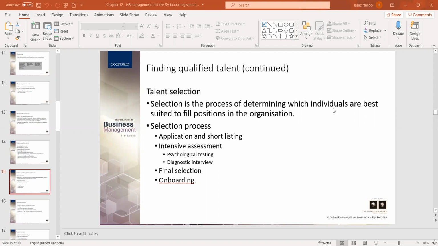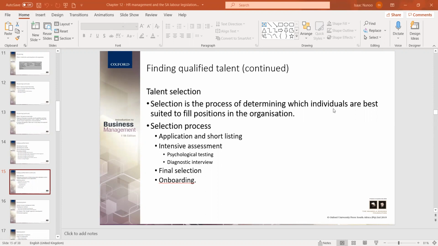When you talk of the intensive assessment, that is where you undergo the interview. The interview can be through either psychological testing or diagnostic testing. Psychological testing can provide follow-up information about the applicant's personality, ability, and management skills. Through psychological testing, you can fish out all this competency assessment.